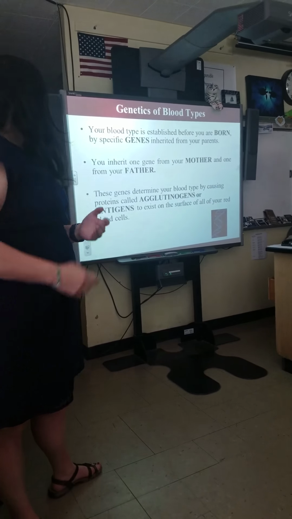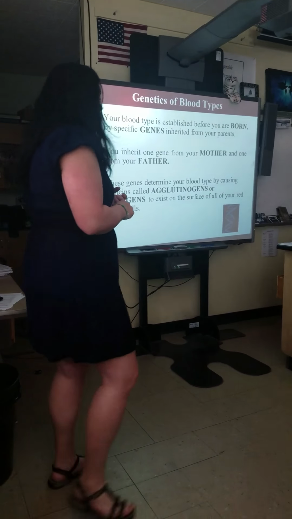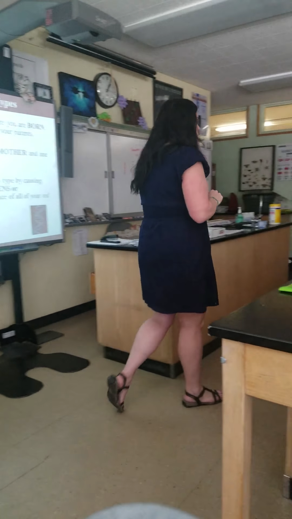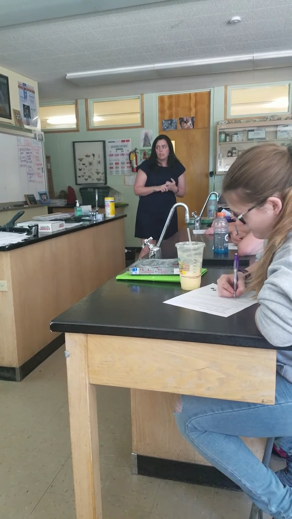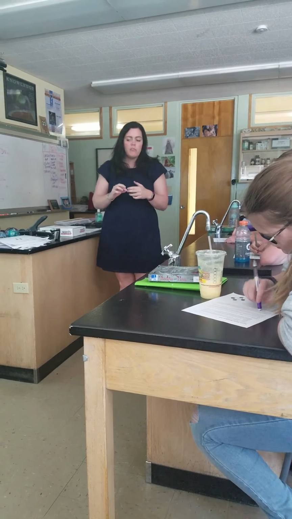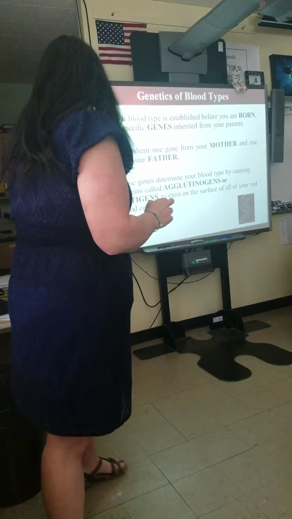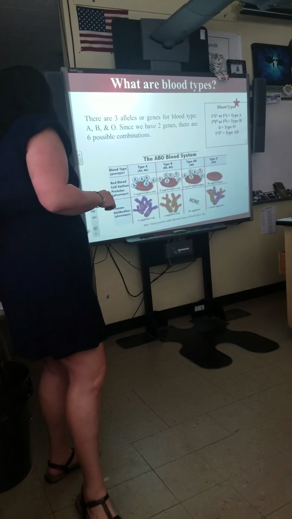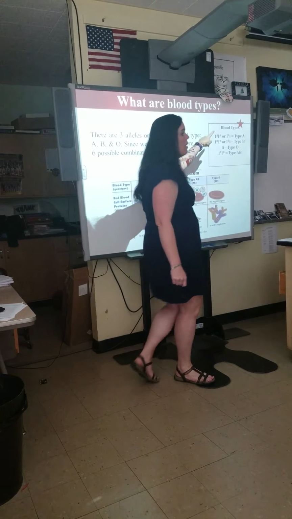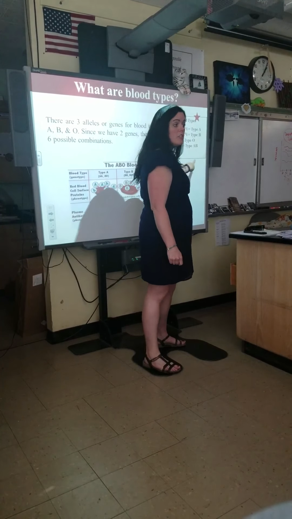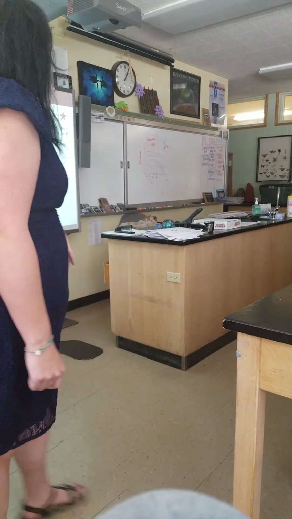These genes determine your blood type by causing proteins called antigens to exist on the surface of all your red blood cells. So if you have A blood, you're going to have the A antigen on top of your red blood cells. If you have B blood, you'll have the B. If you have AB, you'll have both. And if you have O, you'll have neither. So there are three alleles for blood type, A, B, and O. Let's recall what our blood types are, and go ahead and write down the genotypes for those particular blood types.